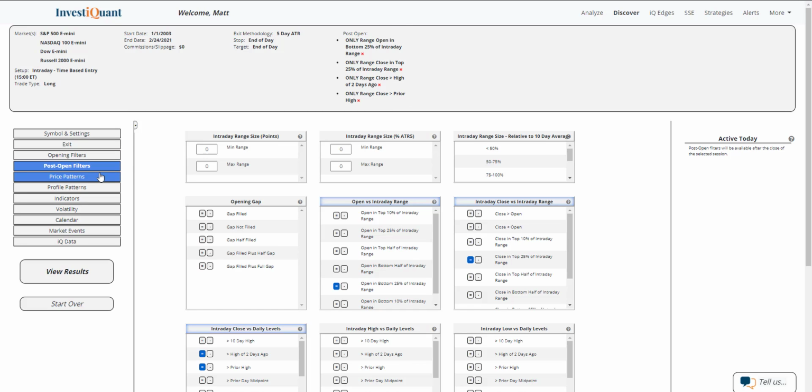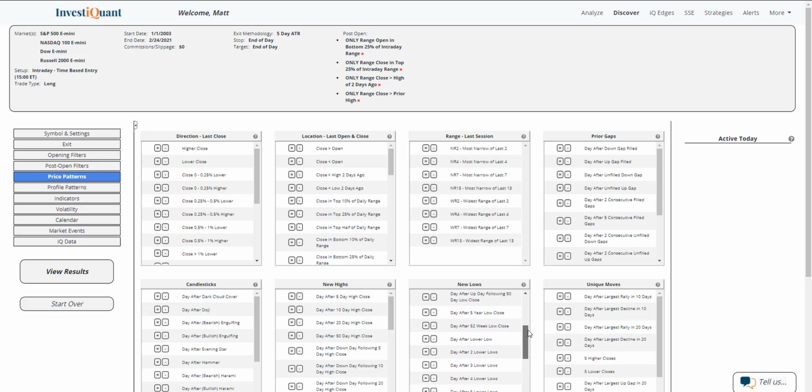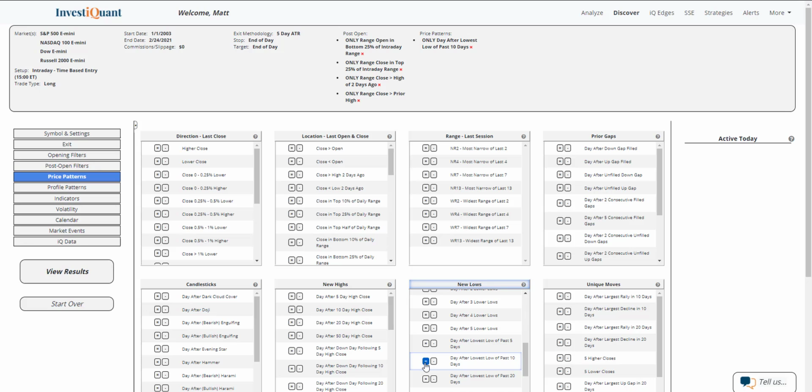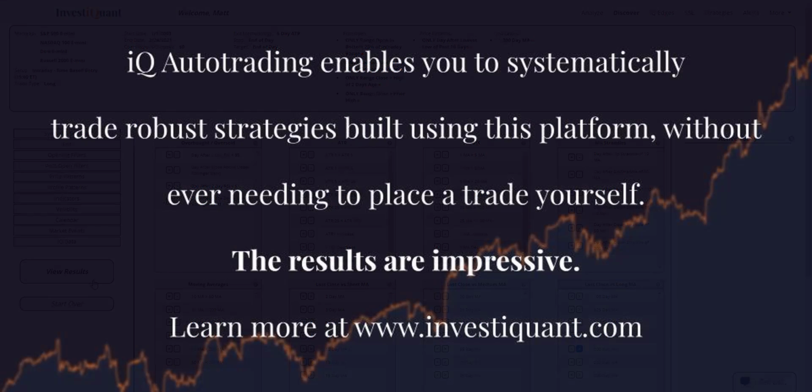Now, the next thing I want to add is the price pattern from the daily section here that says yesterday made a 10-day low. So we've come off the lows and we're now trading above these recent highs. So in the new lows section, I'm going to do day after the lowest low of the past 10 days. So that means yesterday made the lowest low of the past 10 days. I've hit equals there. And then lastly, I'm going to put us above a 200-day simple moving average and click view results.